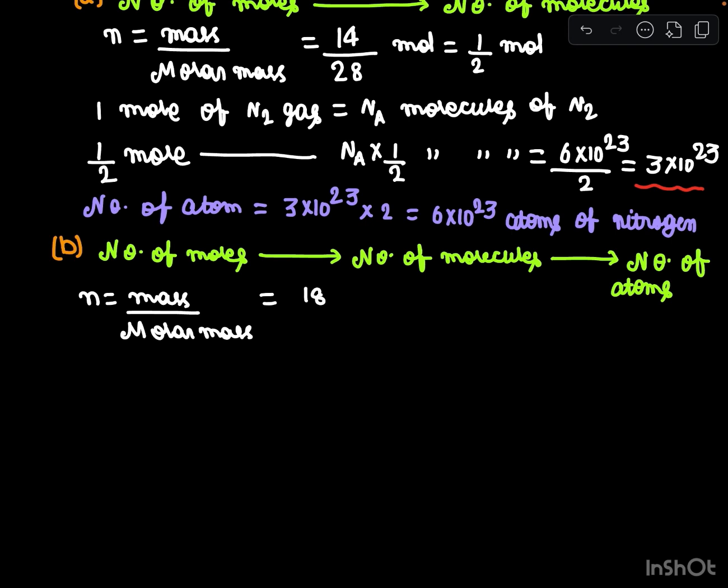Mass of water is 18, molar mass of water is 18, which comes out to be 1 mole. Now since we have calculated number of moles, we will calculate number of molecules. As we know that 1 mole of any substance contains Avogadro number of molecules or atoms, whatever is required. Since here we are dealing with molecules, 1 mole of H2O is equal to 6 into 10 to the power 23 molecules of H2O.